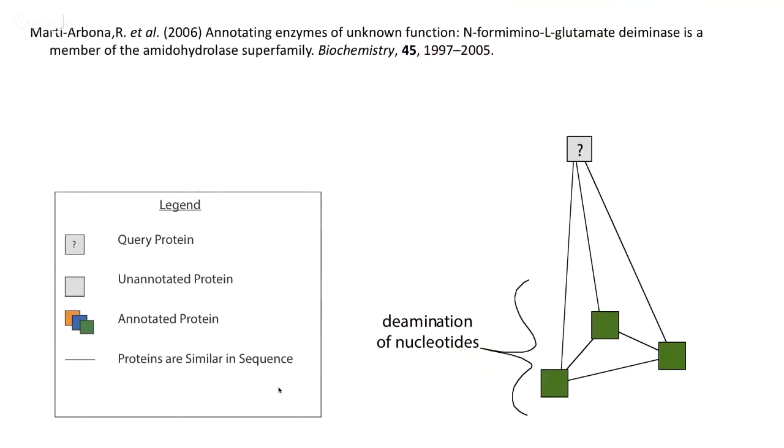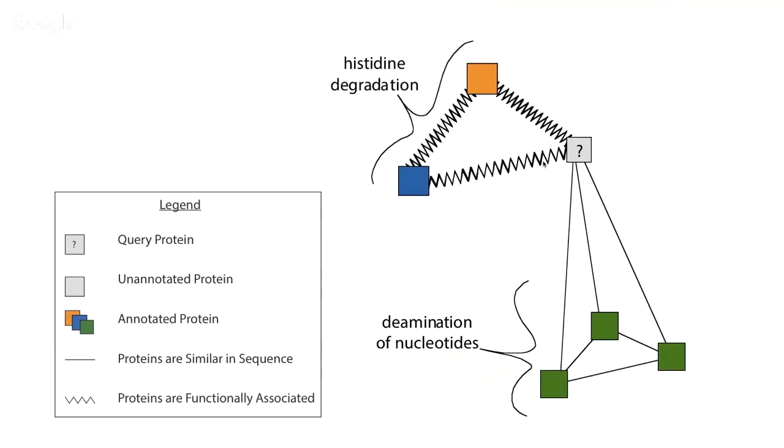So the example that inspired this work is shown here. It's from Frank Raushel's lab at Texas A&M. Here we have a query protein, and we have 3 proteins that are similar in sequence. Because these are all annotated to be nucleotide deaminases, the query was also predicted to be a nucleotide deaminase. But when they looked at the pathway, the other proteins that occur nearby in its genome, they noticed that they are all involved in histidine degradation.